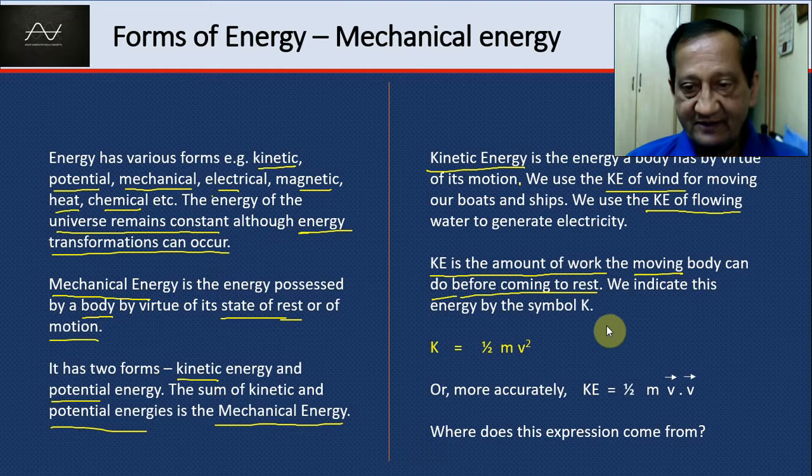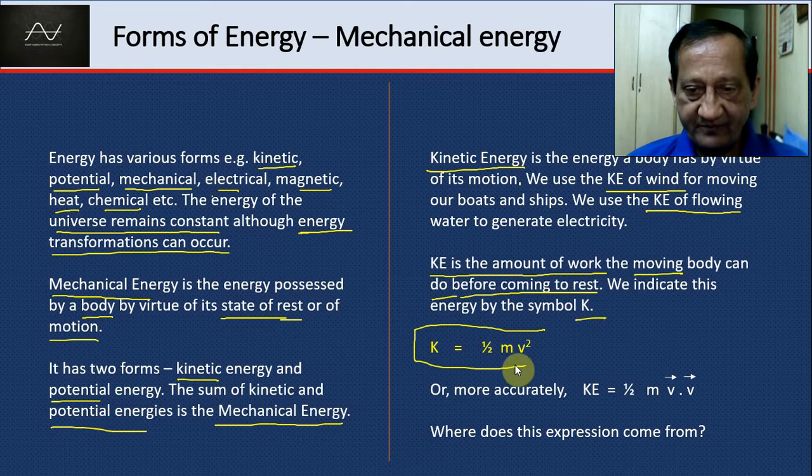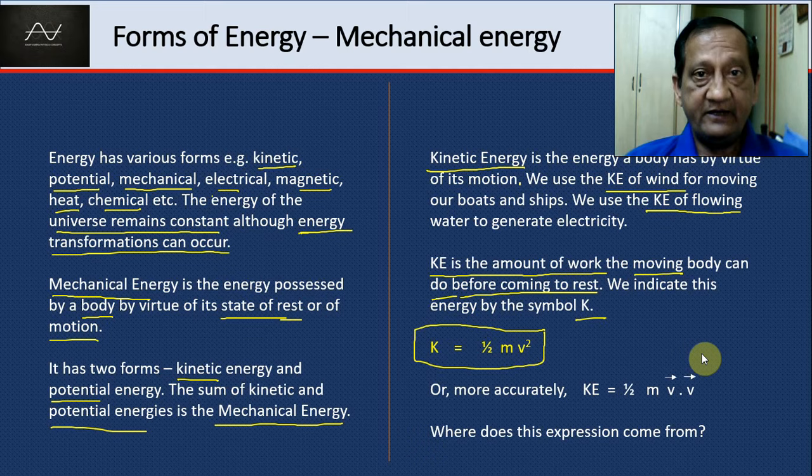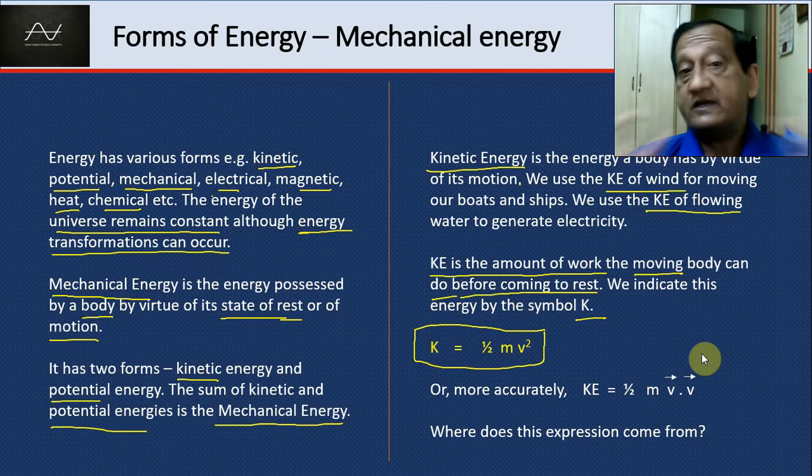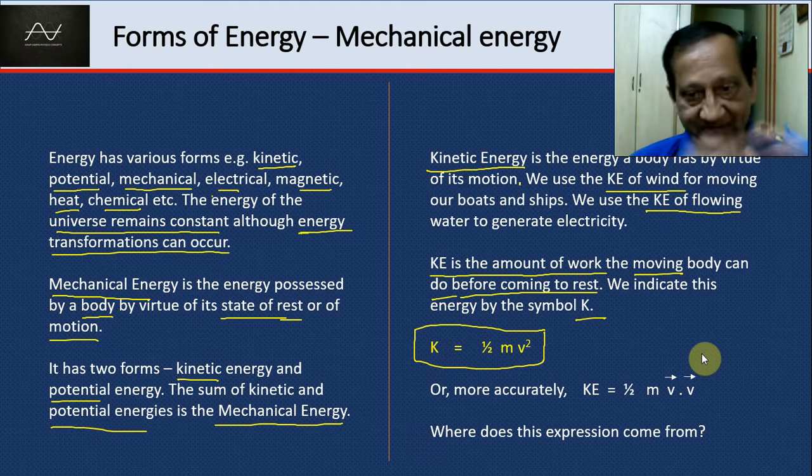Okay, so kinetic energy is denoted by the symbol K and its expression is half mv square. m is the mass, v is the speed. And kinetic energy is always positive. It may be zero, it can never be negative. Why? Mass is positive and it depends on the speed. It doesn't care about the direction. If a body is going this way or a body is going the opposite way, it is not that one kinetic energy is positive and the other kinetic energy is negative. It doesn't care about the direction, it only cares about the speed.